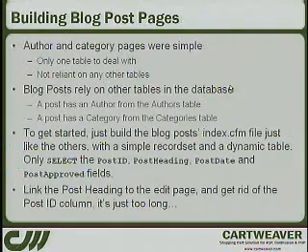So the author and category pages were easy. You just create a single table. It's not relying on any other tables. You don't have to pull in any information from anywhere else in order to get it to work. Authors stand all on their own. Categories stand all on their own. Blog posts, I need to know about the authors. I need to know about the categories.